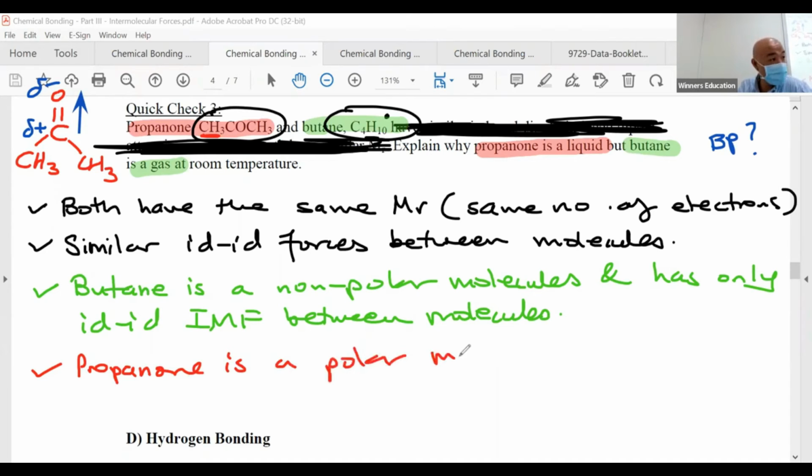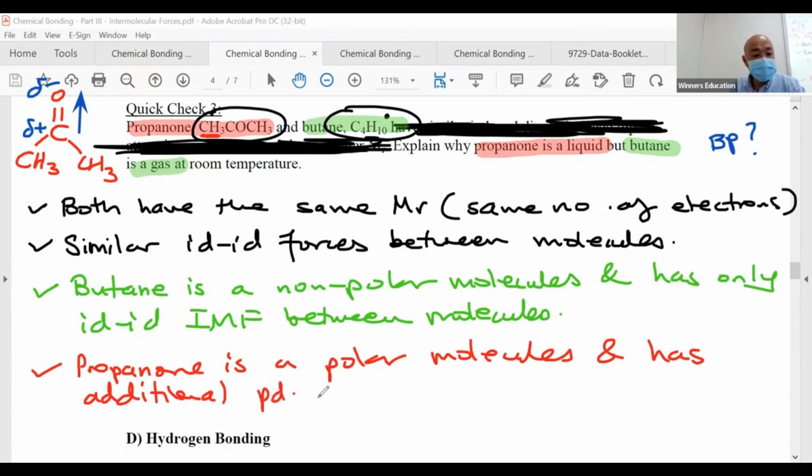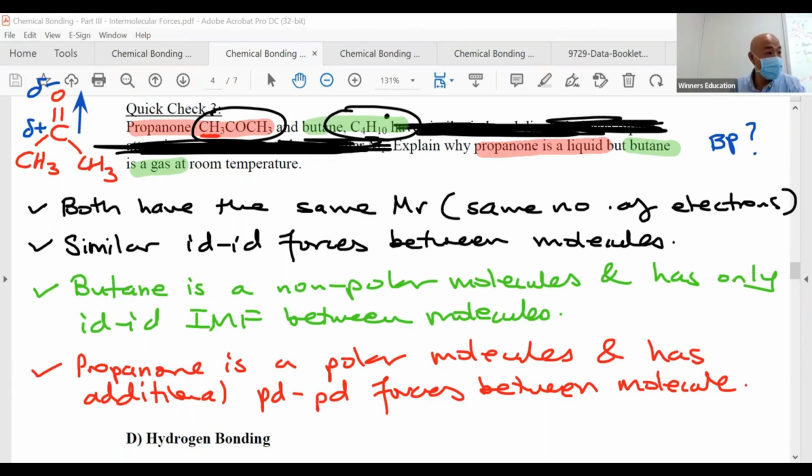I start to differentiate, can you see? I investigate and I differentiate. So what? The ID is the same line. But because it's polar, it has the additional PD forces between the molecules. So on top of the same ID, right? Or similar ID, they still have the additional PD. So the overall IMF must be greater. Make sense? So here we go.